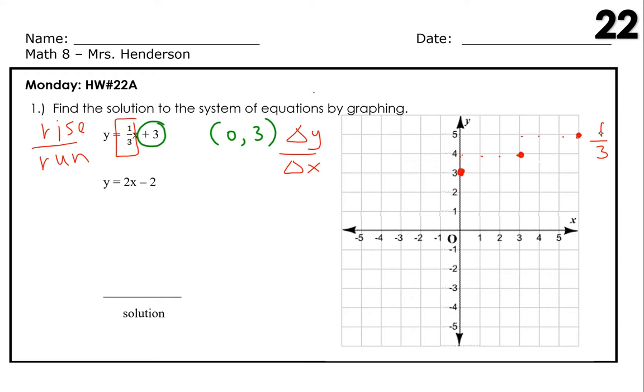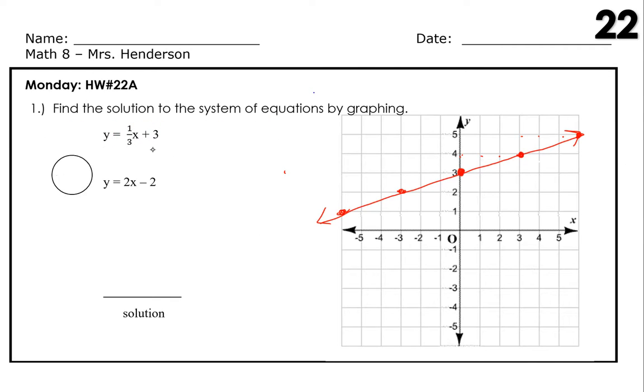Don't forget you can also reverse both of these signs: down 1 on the y-axis and negative 3 on the x-axis. And that's going to give us our first linear graph. So I'm going to label this graph with the equation over here, which is 1/3 x plus 3.